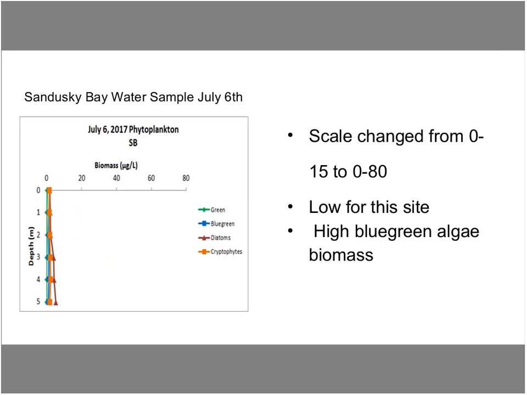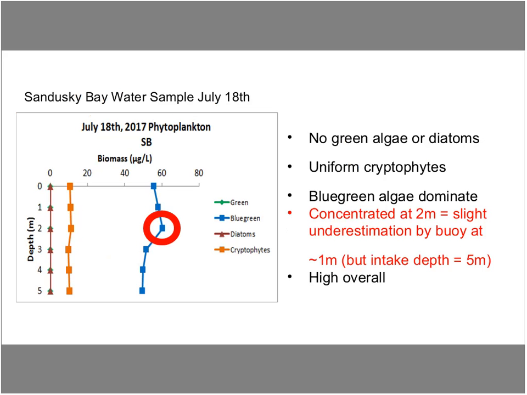Pretty low amounts of everything else, and you can see again the diatoms are at the 3 meter mark. That's where they're highly concentrated. Here, there's no green algae or diatoms measured at all. It was zero. The cryptophytes are pretty uniform throughout the water column.